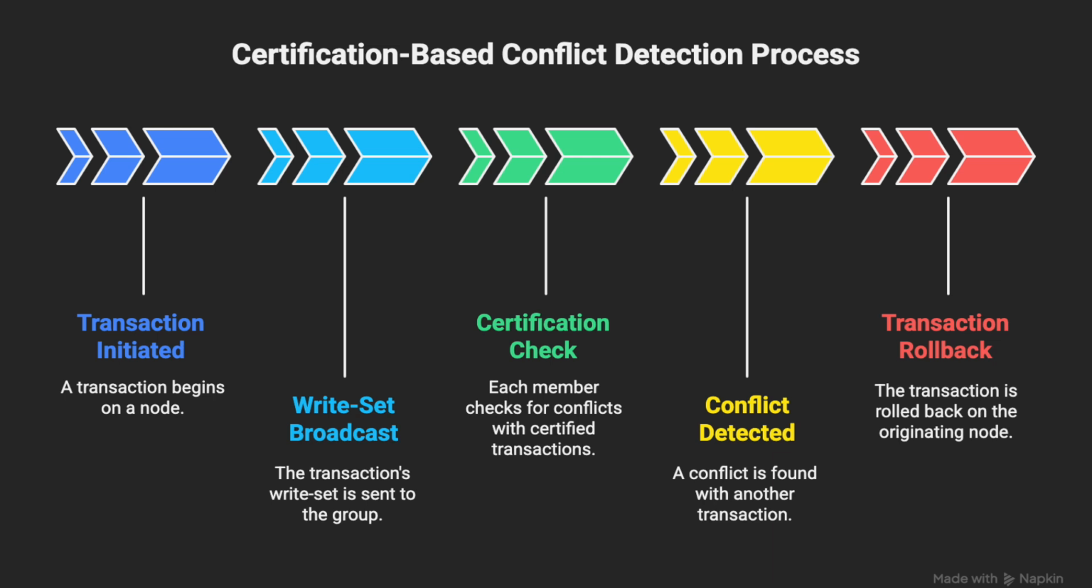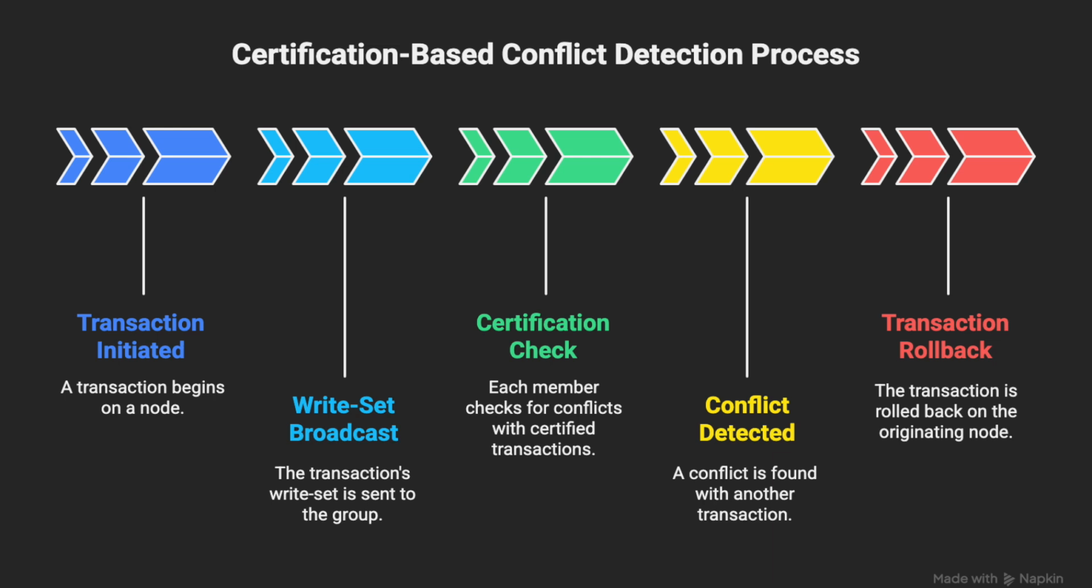So it's a group effort to check for conflicts. Exactly. And if any member detects a conflict, say, two transactions trying to modify the exact same row at the same time, the incoming transaction is immediately rolled back on the node where it originated. It never even gets applied anywhere else. And this happens before the commit. Precisely. That's the key takeaway.